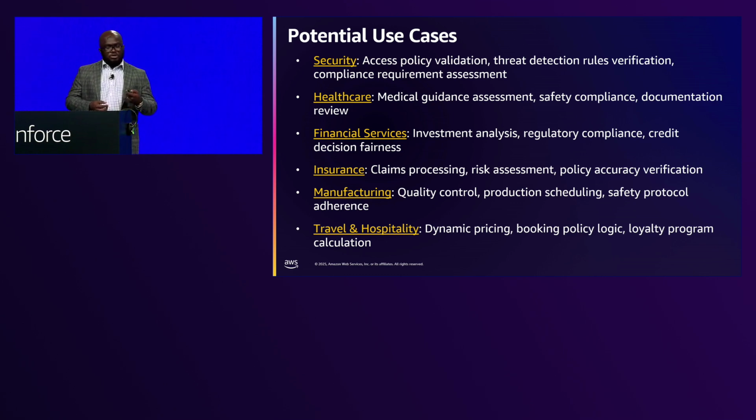In healthcare, for things like medical guidance assessment, compliance, and reviewing documentation. In financial services, for regulatory compliance and decision fairness in insurance. I've seen a lot of use cases around claims, and also verifying the accuracy of policy. And in travel and hospitality, for example, dynamic pricing, the logic behind booking systems, and loyalty program calculation. Things that are very deterministic in nature are possible use cases for automated reasoning, because what you're trying to do is bring deterministic guarantees to your probabilistic GenAI systems.